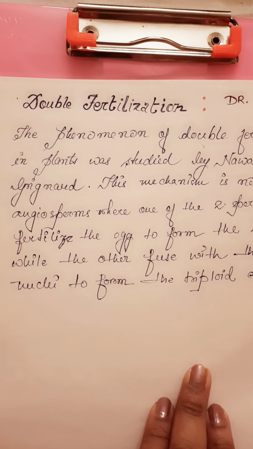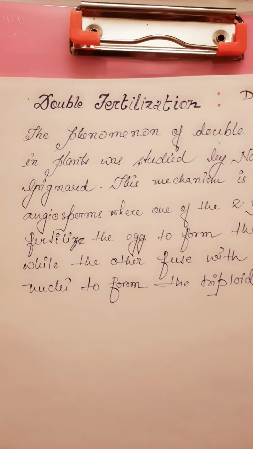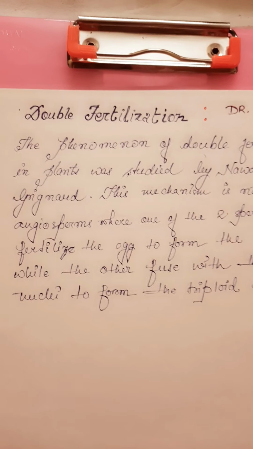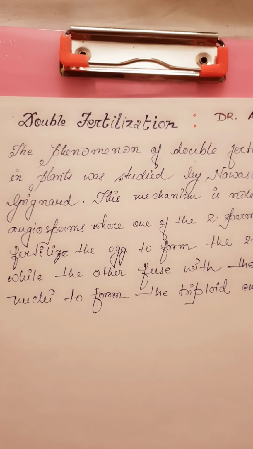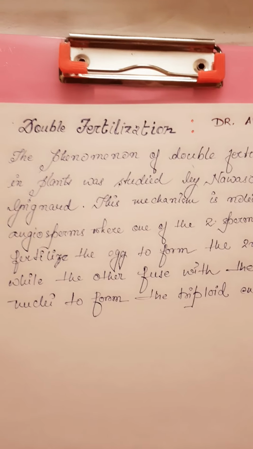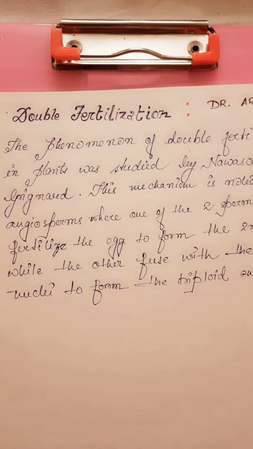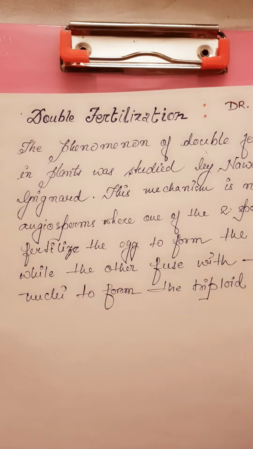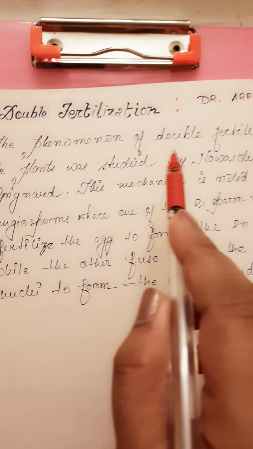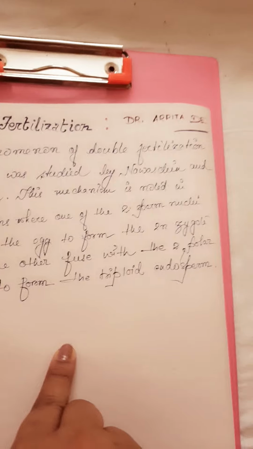This is one of the most important topics from plant embryology. Before we get into the topic, let's first talk about the definition of double fertilization. Double fertilization is one of the most significant phenomena observed in angiosperms. The phenomenon of double fertilization in plants was studied by Nowotny and Grignard.